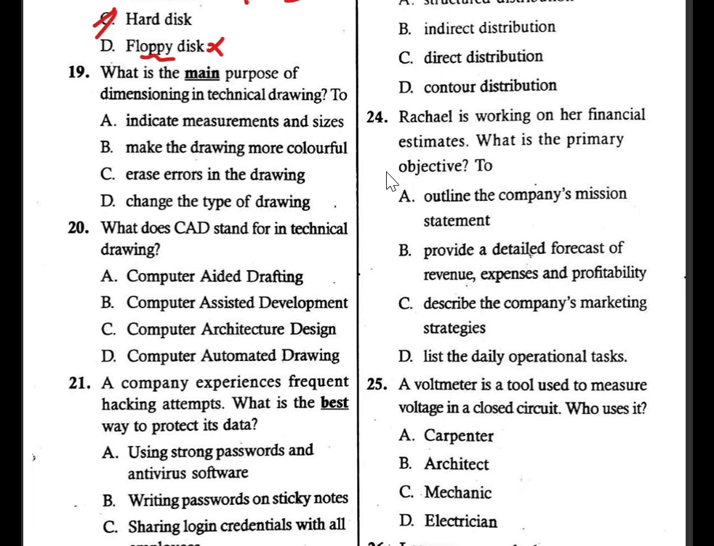For example, if you have a cylinder like this, and you have drawn the cylinder, and then you add measurements, this is what you call dimensioning. So from here to here, they tell you from here to here it is 2 meters. What does it mean? It is used to indicate measurement and size, and to show that from here to here the length is 2 or the height is 2. And therefore the function of dimensioning is to indicate measurement and size. Number 19, the answer is A.